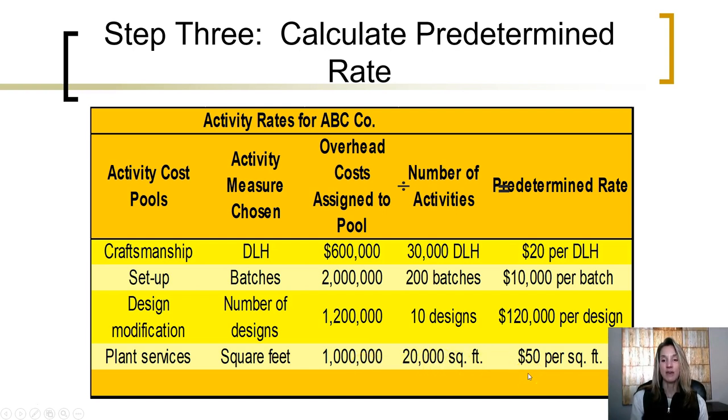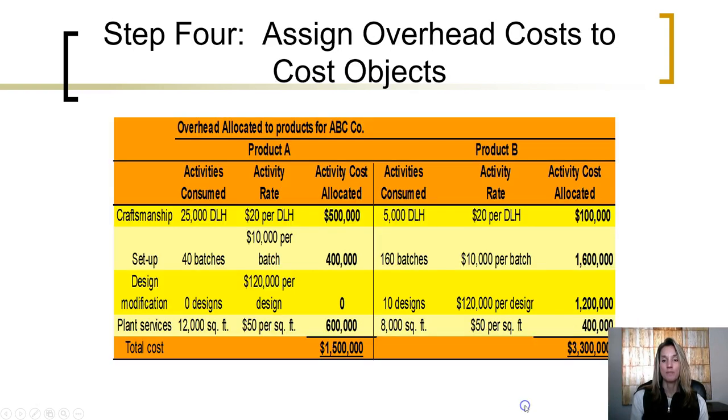Now that we have a predetermined overhead rate, we have 4 cost pools, we have 4 predetermined overhead rates. Now we need to assign the overhead cost to our cost objects. We have 2 products that we are assigning costs to, and we have 4 cost pools, which means each product is going to receive 4 allocations.